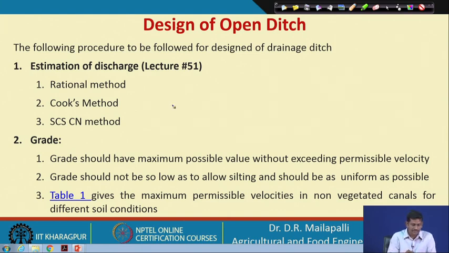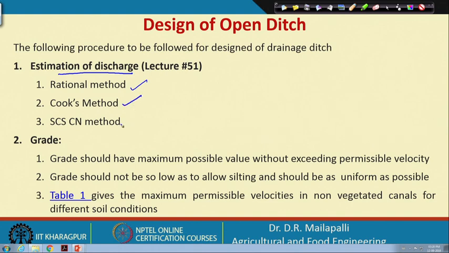The first step is to estimate the discharge. This design discharge was estimated in lecture number 51 using the rational method, Cook's method, and the SCS-CN method, the curve number method. We can use any of these three methods to estimate the design or peak discharge from the particular watershed or area.